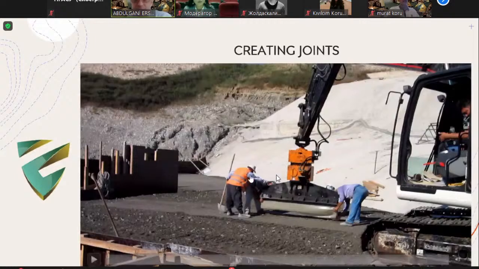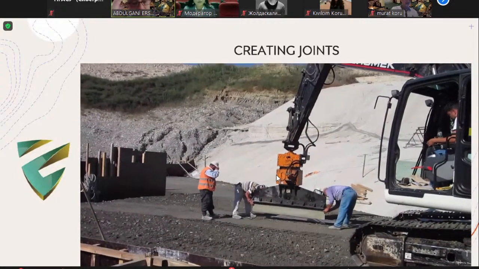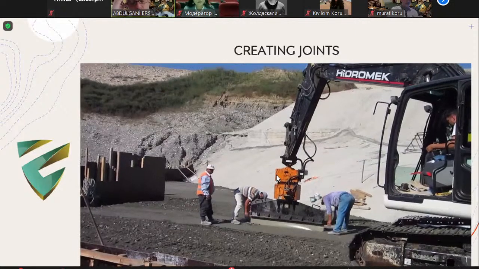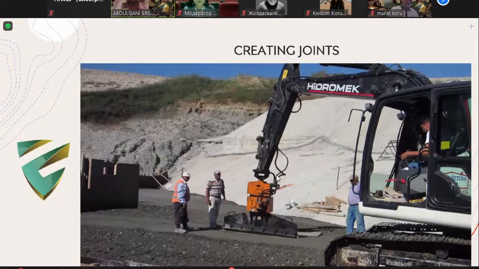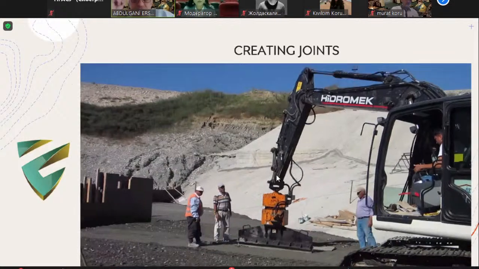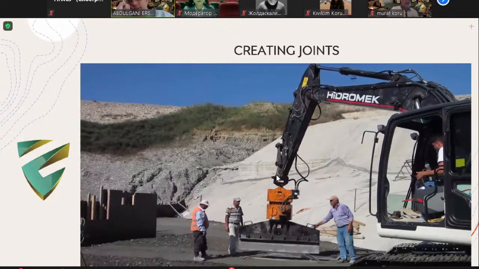The next. In order to control the cracking of large layers, joints are formed at regular intervals, and high density nylons are placed inside, as you see.